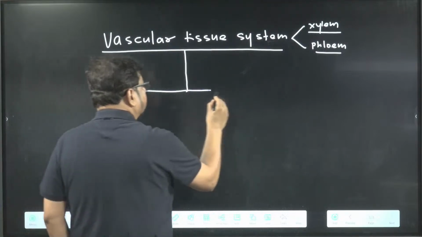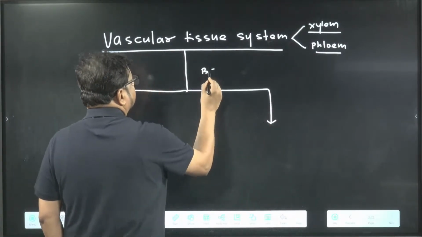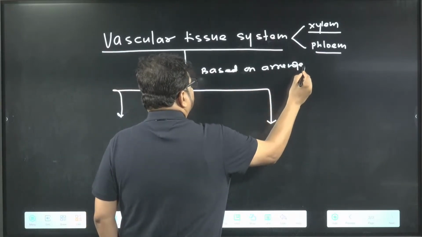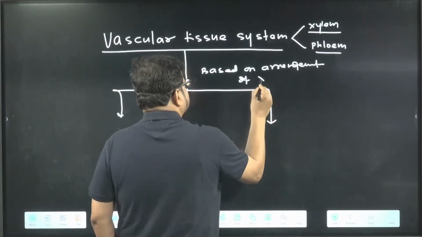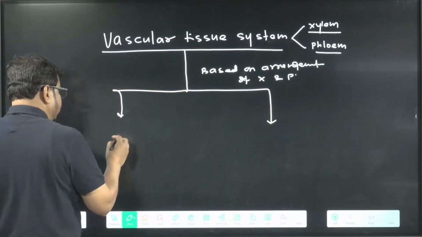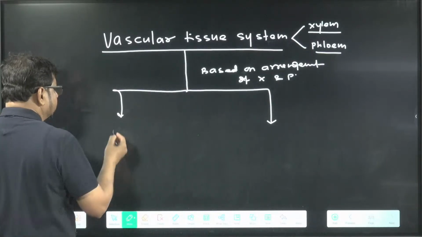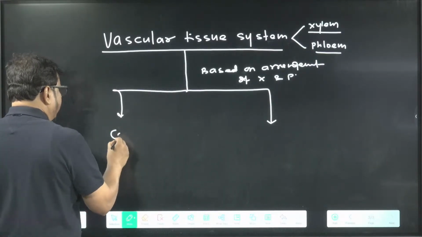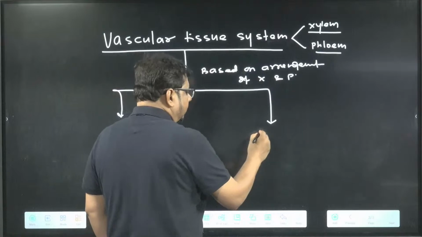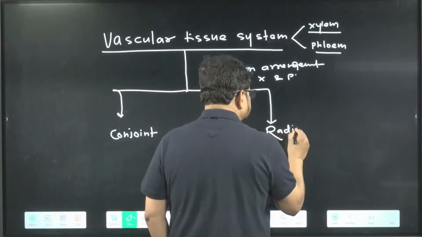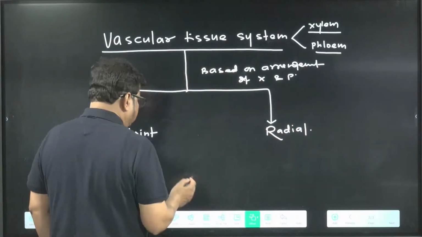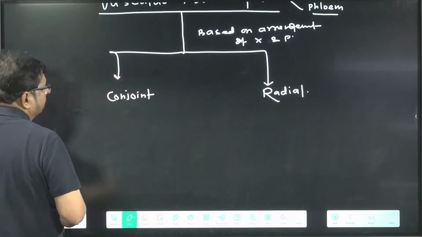Now, based on the arrangement of xylem and phloem, we find two types of conditions or two types of vascular tissue system. One is what? Conjoint type of vascular tissue system. And another is radial type of vascular tissue system. Got the idea? Conjoint and radial type of vascular tissue system.